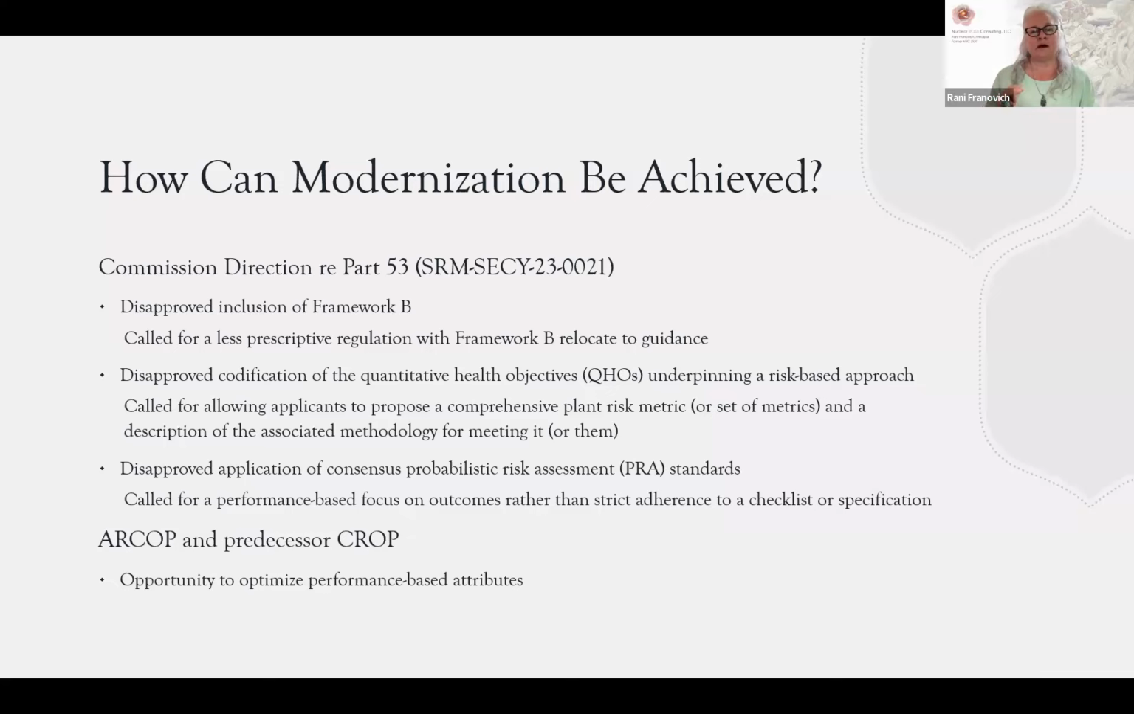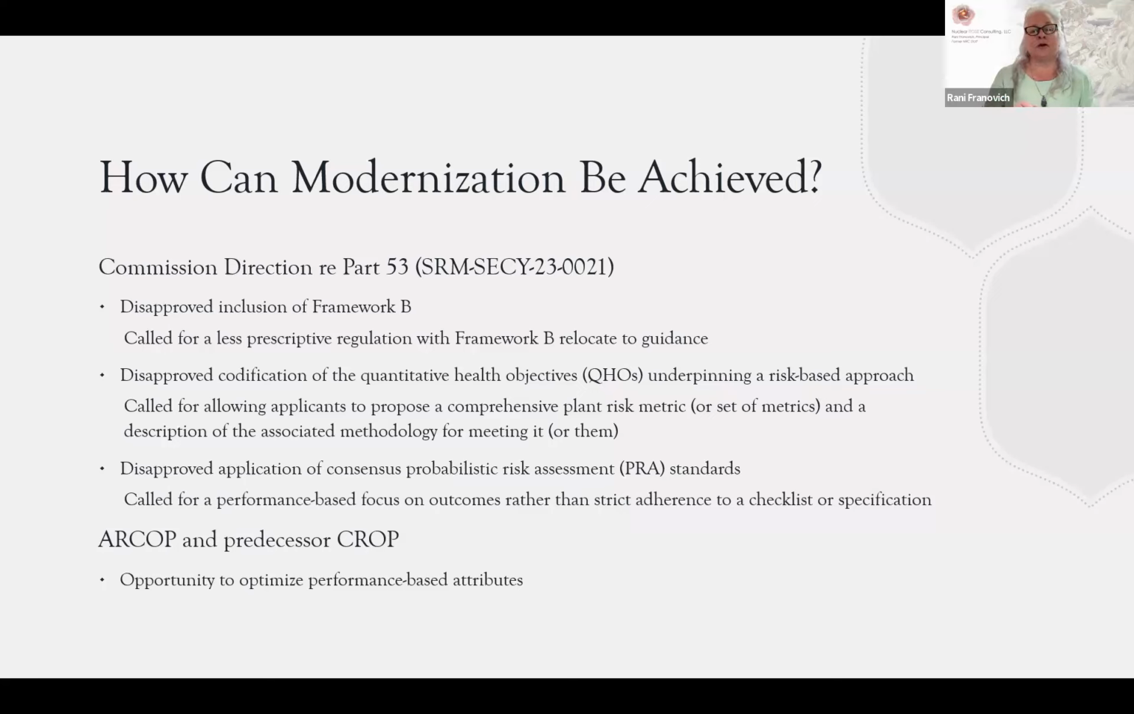Second, they disapproved codification of the quantitative health objectives, or QHOs, underpinning a risk-based approach, and called for allowing applicants to propose a comprehensive plant risk metric or set of metrics, and a description of the associated methodology for meeting the metric or metrics. And third, the Commission disapproved application of consensus probabilistic risk assessment, or PRA, standards and called for a performance-based focus on outcomes rather than strict adherence to a specification or checklist.